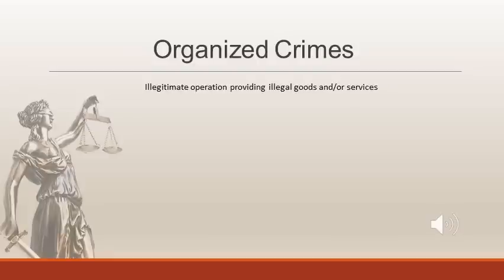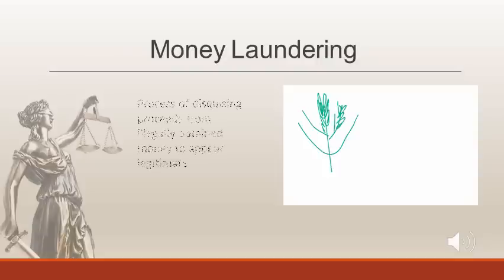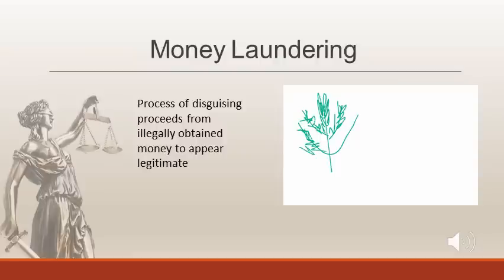The two points that we're going to talk about are money laundering and the RICO Act. Those are the two key points that we're going to discuss under organized crimes. And so let's begin with money laundering. The organized crime that we're going to look at is money laundering. Well, money laundering is the process of disguising proceeds from illegally obtained money and make it look legit.